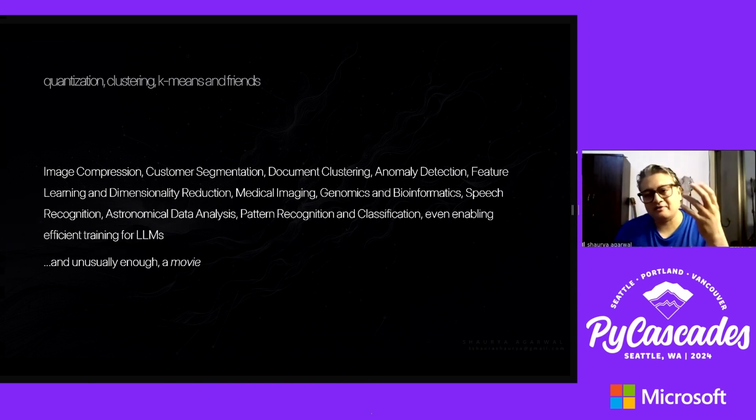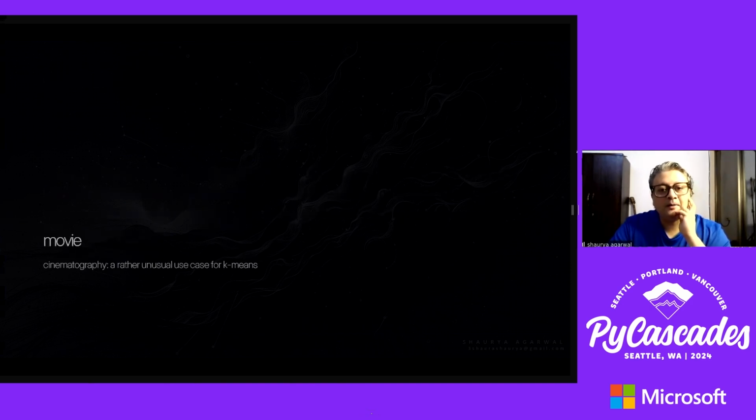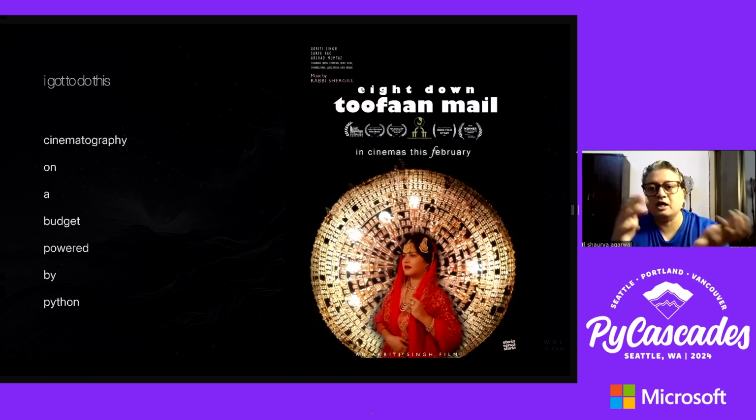And here's the last part, which is an unusual use case that I wanted to present to everybody: a movie, right? So, 20 years I've been in software engineering, right? I have been looking after machine learning, analytics, and so on. But on the side or on the weekends, I do write and I like photography, right? So those two things came together. And in 2022, we were able to release a completely independently made, full feature film called Eight Down Tufan Mail, right? This was a proper theatrical release in India, and ran rather successfully for a few weeks. So really proud of it. And my role there was the cinematographer.